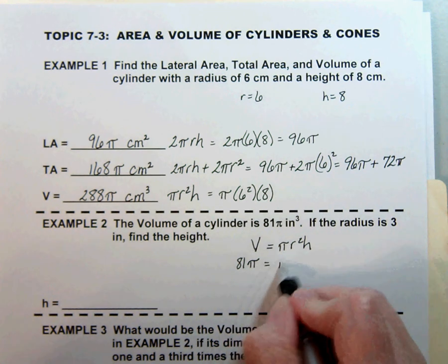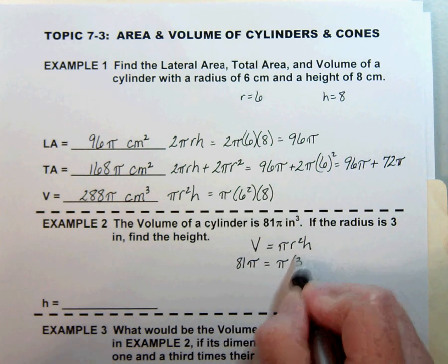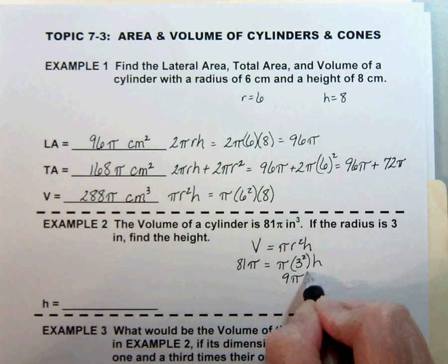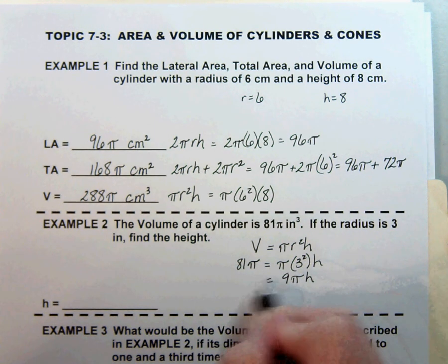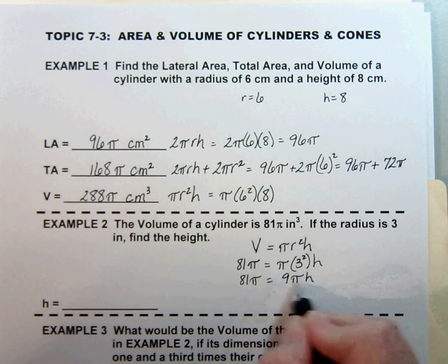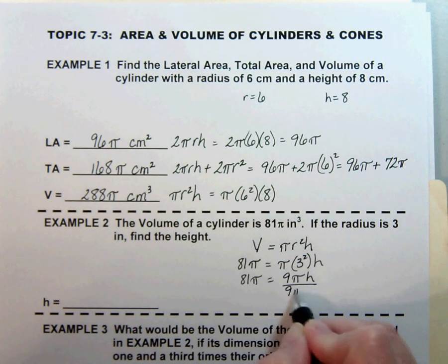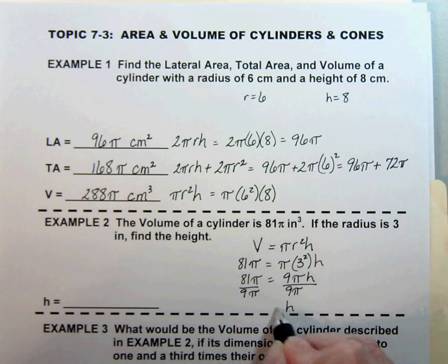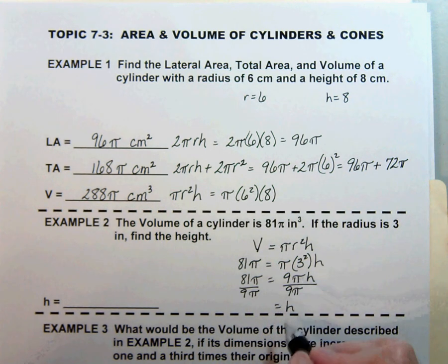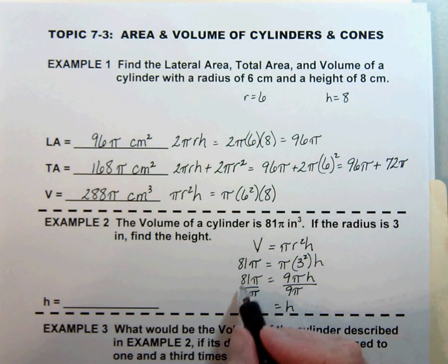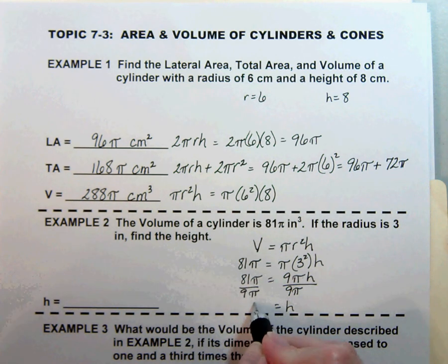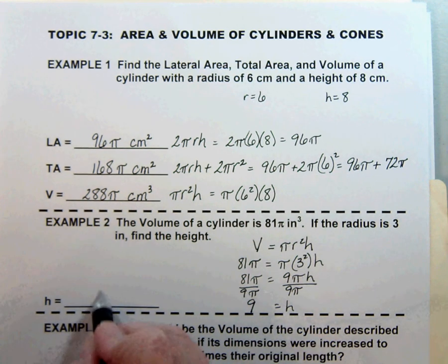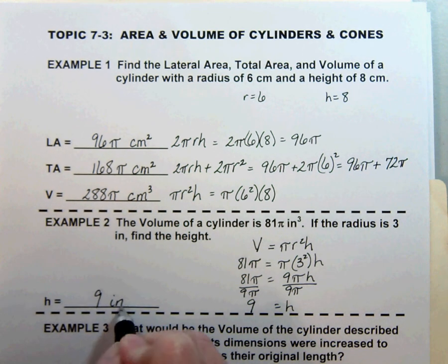And then pi times 3 squared times the height. This right here represents 9 times pi times the height because you square the 3. Now when you divide out the pi and the 9, that'll leave the height. Dividing 9 pi from 9 pi leaves you with 1, and dividing 81 by 9 leaves you with 9. The pi's end up canceling each other out, so the answer on this one is 9 inches.